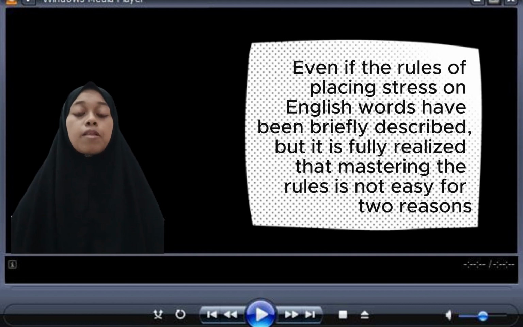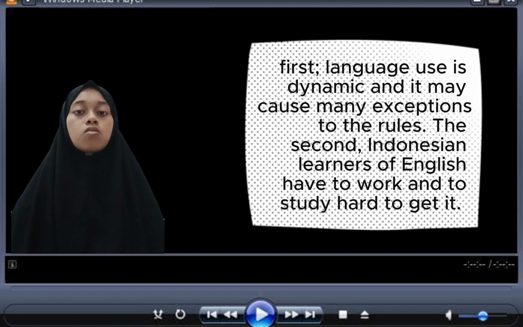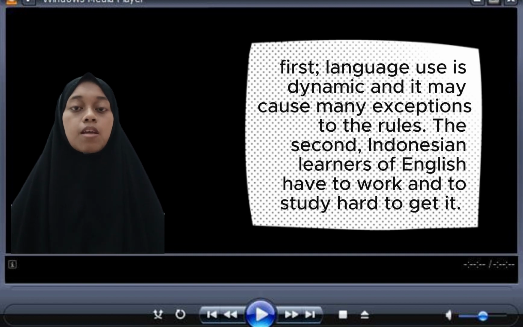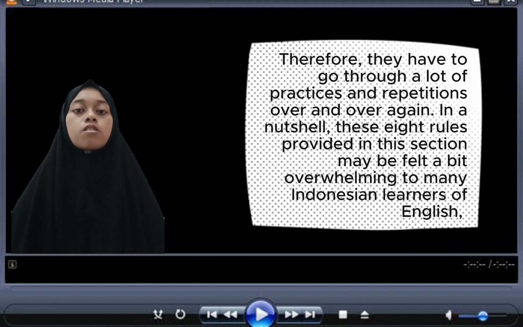Even if the rules of placing stress on English words have been briefly described, it is fully realized that mastering the rules is not easy for two reasons. The first, language use is dynamic and it may cause many exceptions to the rules. Second, Indonesian learners of English have to work and study hard to master the rules. Therefore, you have to go through a lot of practice and repetition over and over again.